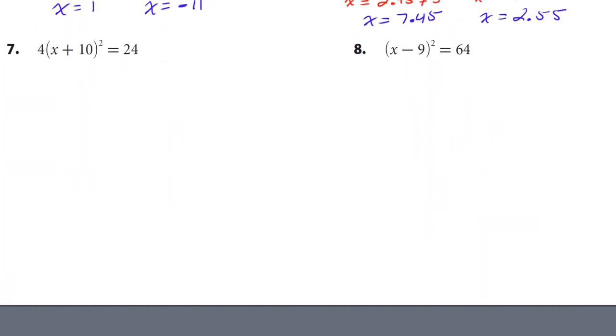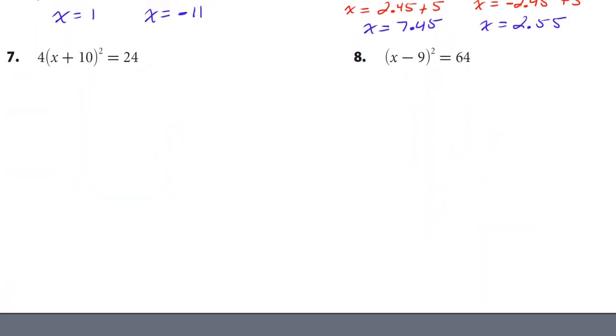Okay, go ahead and pause and try these on your own. Then come back. So over here, I want to get rid of this 4, so I'm going to divide everything by 4. And I get here x plus 10 squared equals 6. Then I need to get rid of this exponent of 2. So I'm going to get the square root of everything. So I have here x plus 10 equals positive or negative radical 6. And then next I'm going to subtract 10 from both sides.